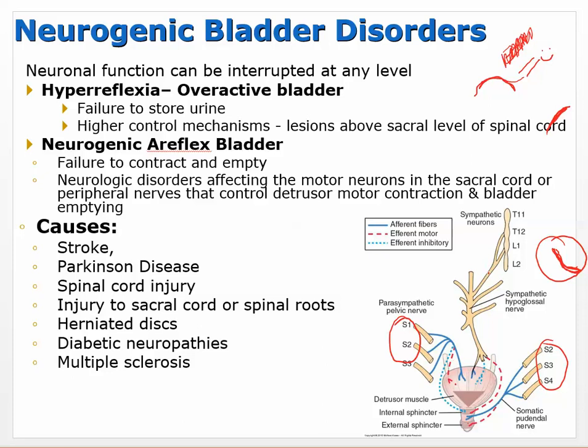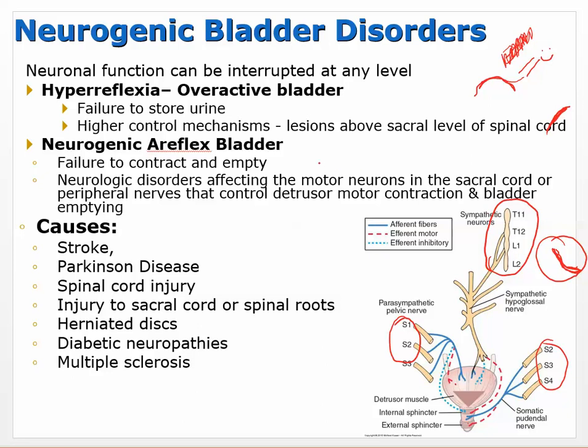Okay, so now if there's damage to the sympathetic neurons, which are kind of lower thoracic, upper lumbar, they're the ones saying don't go. So if there's damage to those, then that's going to be overactive. So hyperreflexia, lesions above the sacral level, okay, because that's going to be an effect on the sympathetic side of things. Okay, so if you damage those, you're not going to be able to store urine, hyperreflexia.